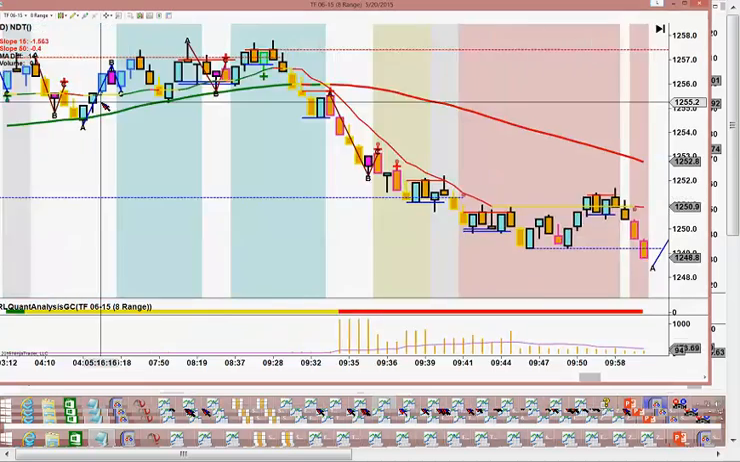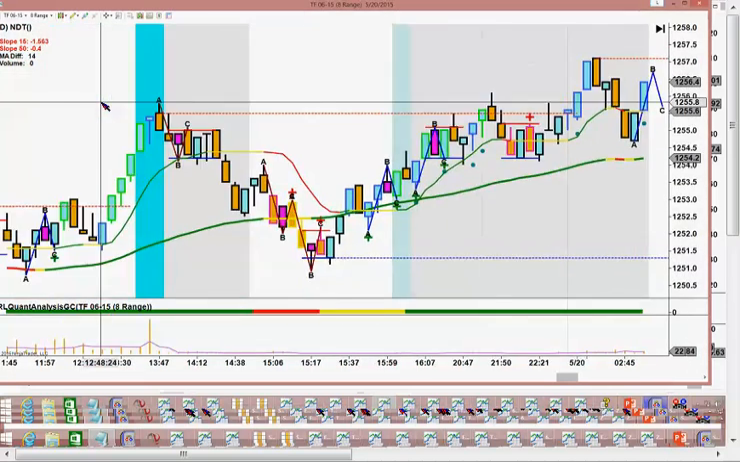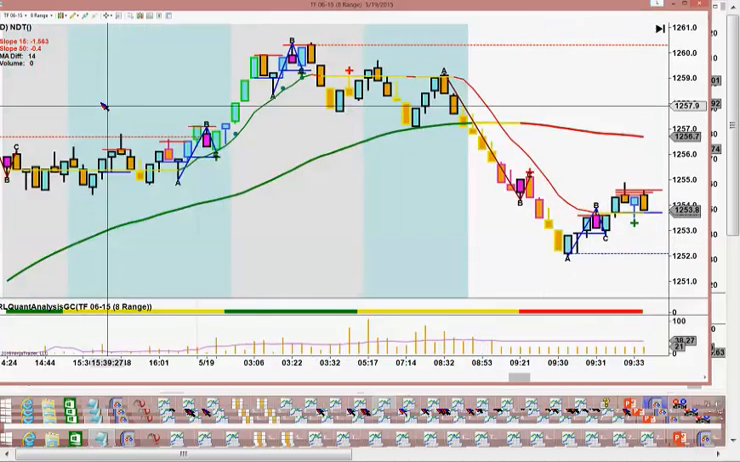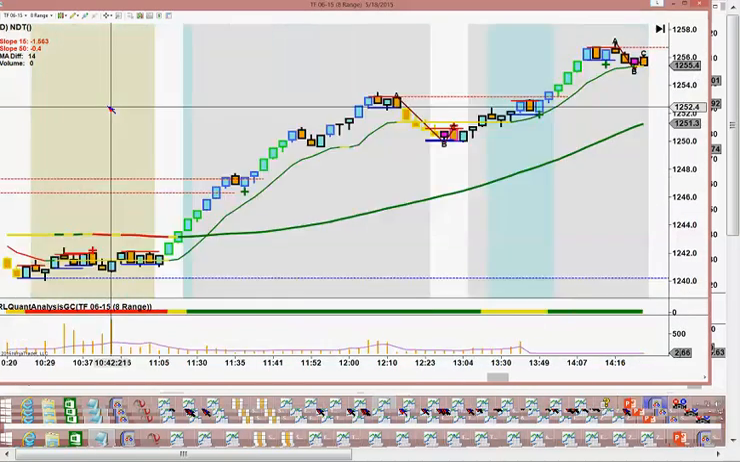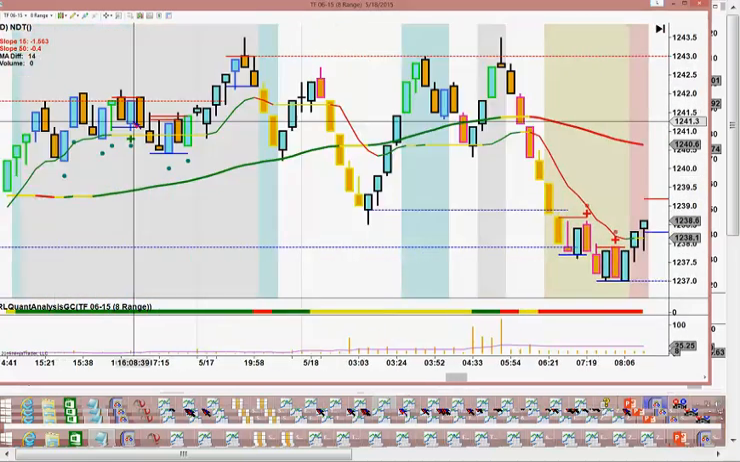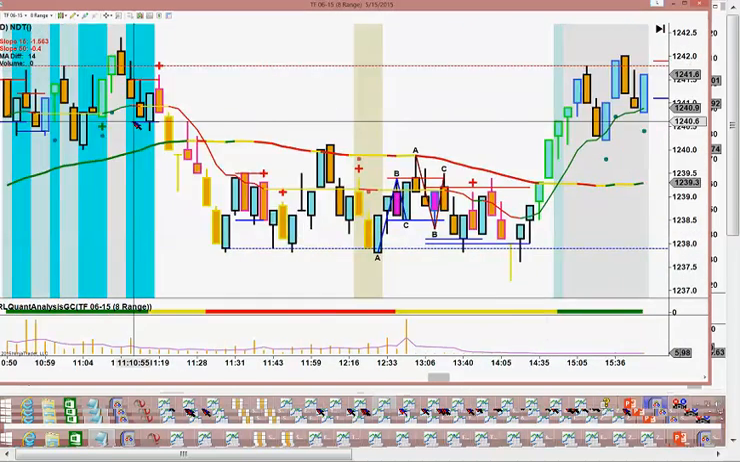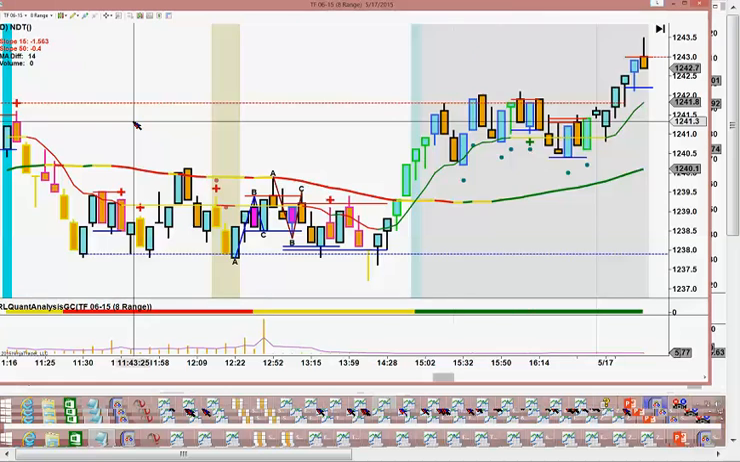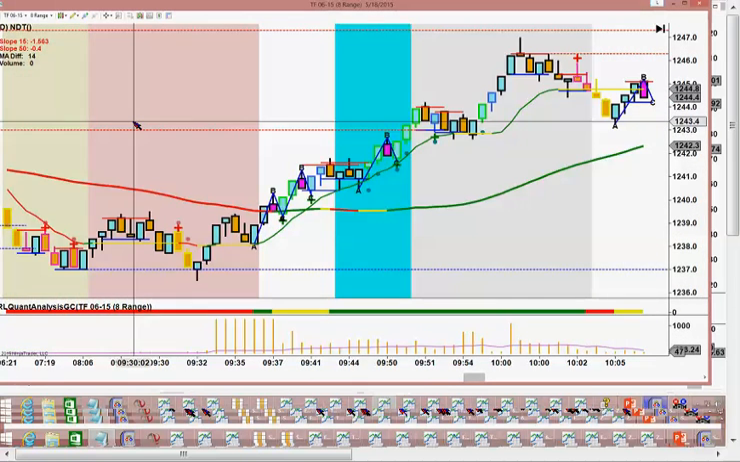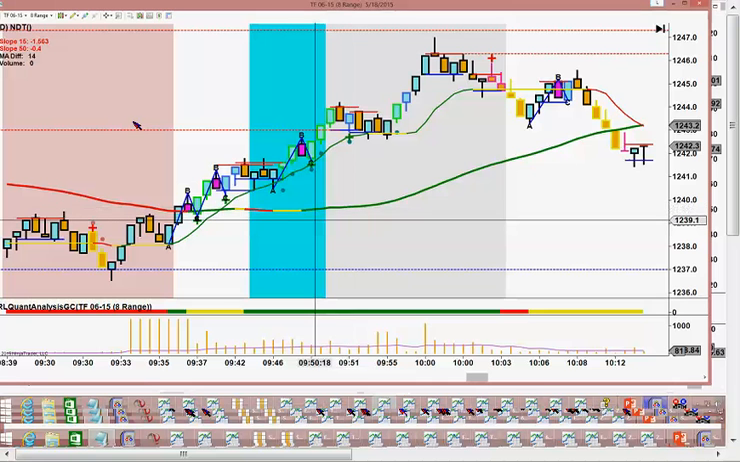Let me go back a little bit. I can't find it. I had some spectacularly huge trades on the Russell, but what we're going to do is just find them. Let's go to a market open right here at 950. And this was yesterday. I remember this yesterday.